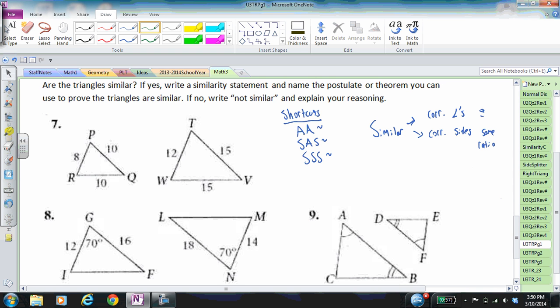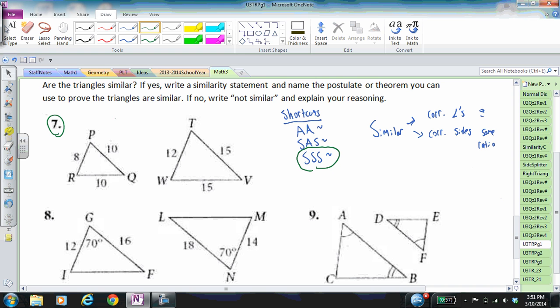So we're always talking about pairs. Angle-angle means two pairs of angles. Side-angle-side means two pairs of sides and the angle between them, and side-side-side means 3 pairs of sides, sorry. So if I look at number 7, I have 3 sides, which means I'm probably going to use side-side-side for number 7. But I need to make sure that all of these ratios are constant.